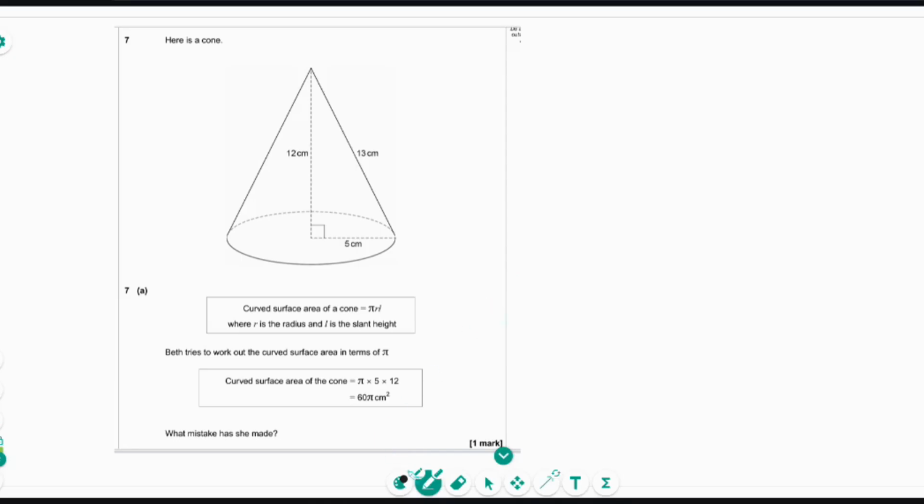Here is a cone. Curved surface area is pi r l, where r is the radius and l is the slant height. Beth tries to work out the curved surface area in terms of pi. Curved surface area is pi times 5 times 12. So she's using pi times 5 times 12 because she's not used the slant height here, is she? So what mistake has she made? Beth has not used the slant height. She's actually used the perpendicular height.